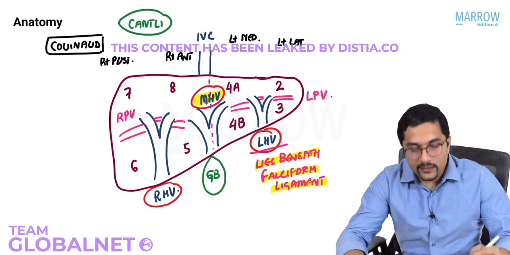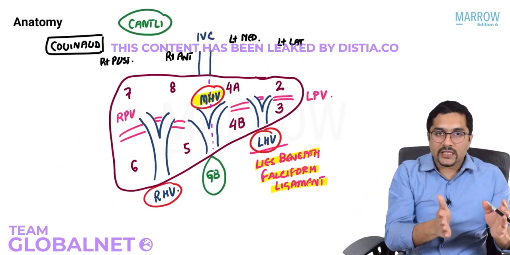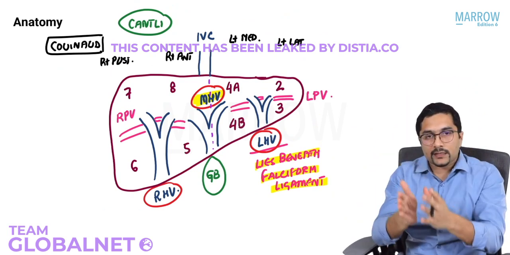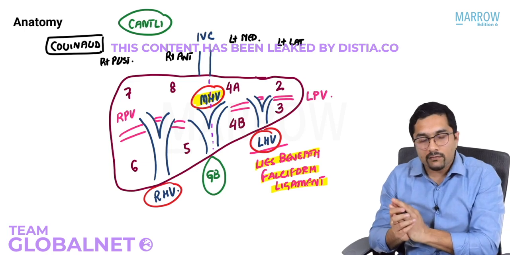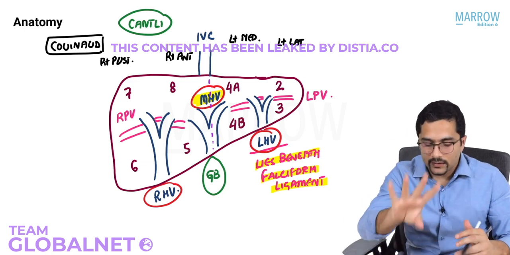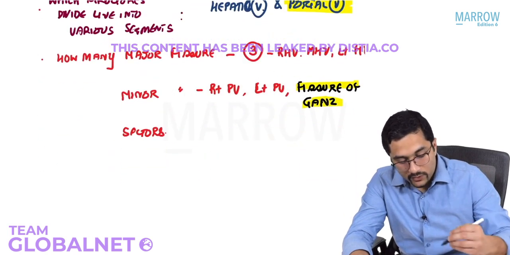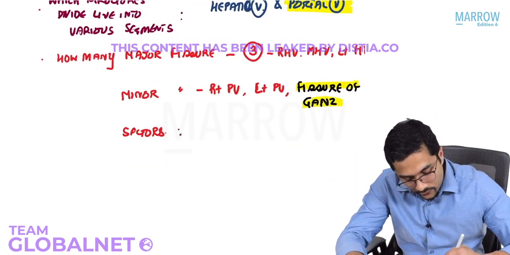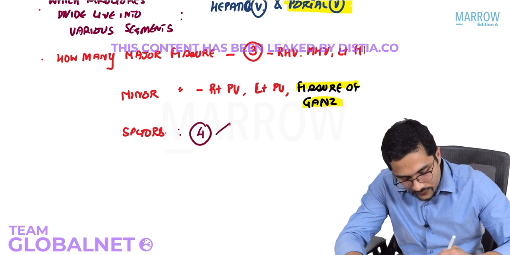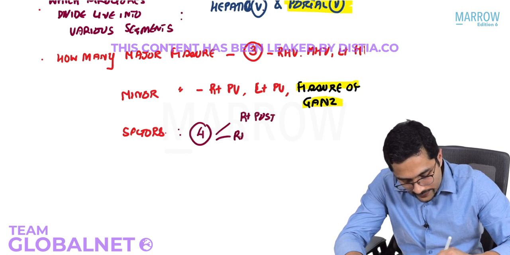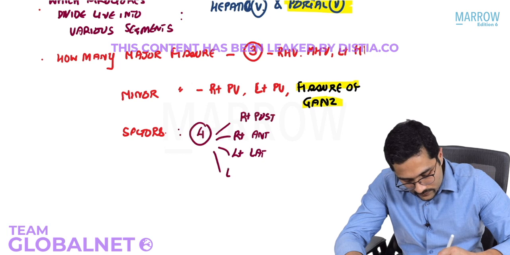And how many sectors are there? You can see right posterior is one sector, right anterior is one sector, left medial is one sector, and left lateral is one sector. So there are four sectors in the liver, and this would be helpful when we talk about liver resection as well.